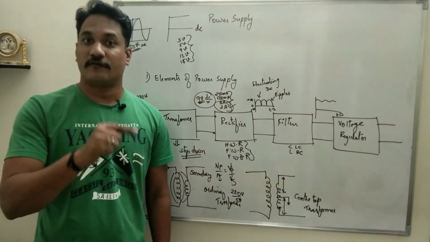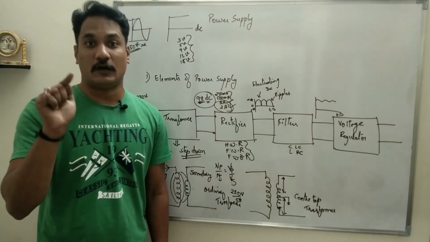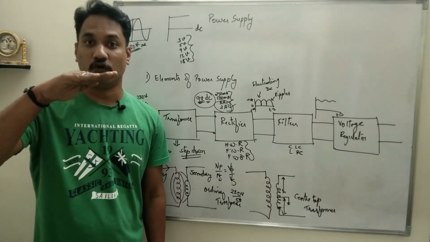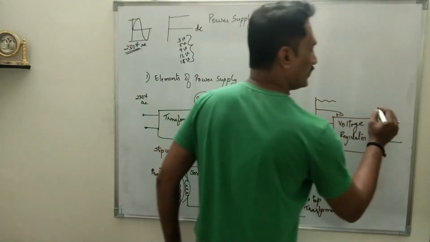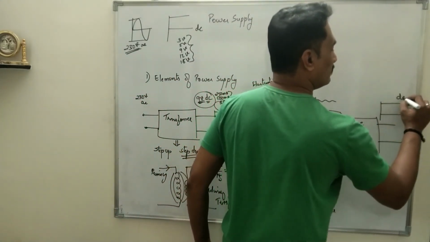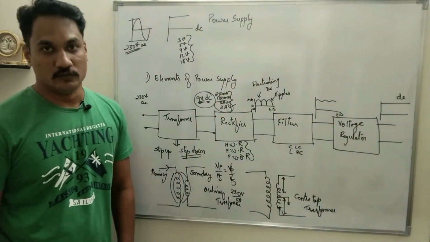In case of power supply, we said voltage regulator. That means it keeps the output voltage constant. Understood? It keeps the output voltage constant. So what we are going to get at the output will be a straight line, which is nothing but a pure DC of required value.